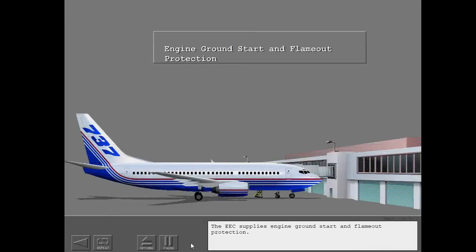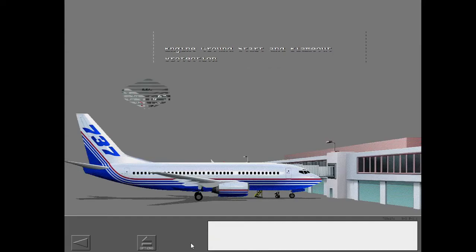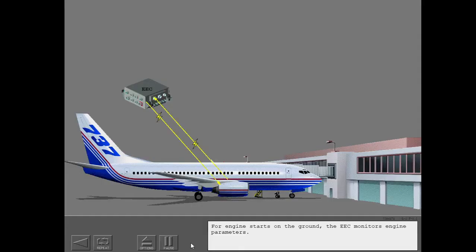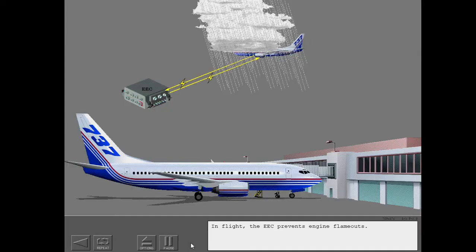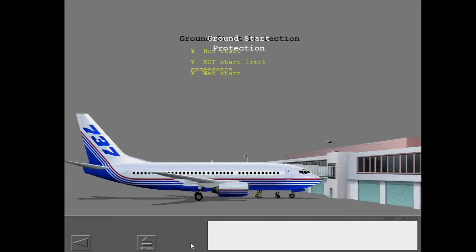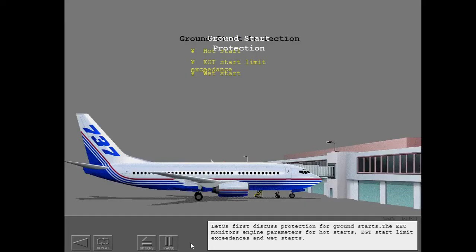The EEC supplies engine ground start and flameout protection. For engine starts on the ground, the EEC monitors engine parameters. In flight, the EEC prevents engine flameouts. Let's first discuss protection for ground starts. The EEC monitors engine parameters for hot starts, EGT start limit exceedances, and wet starts.